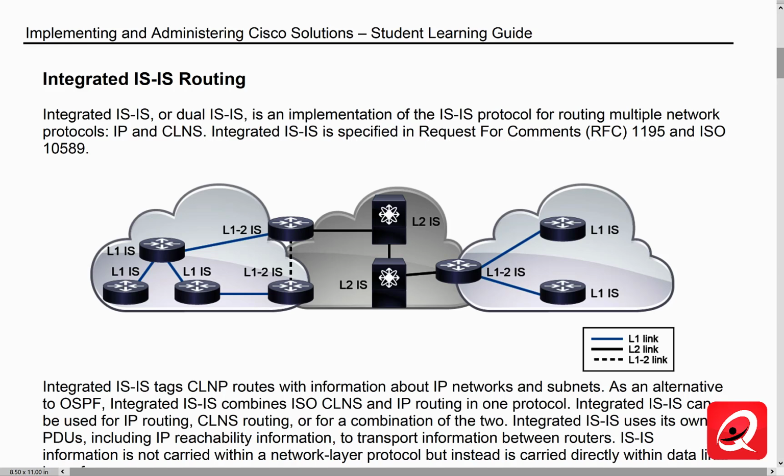ISIS, integrated ISIS, as I mentioned before, is just really a different flavor of ISIS, where we've actually decided to carry IP information over ISIS. And the original RFC was RFC 1195. Integrated ISIS allows us to tag routing information. We'll see this in the routing logic section a little bit later on, to share information about network reachability. All right.